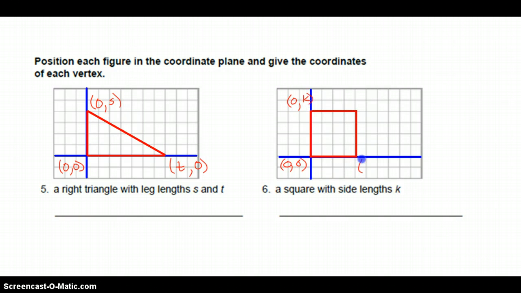Over here, the y value is 0, because we're on the x-axis, and our x-coordinate is k. So the coordinates at this point, out here in the first quadrant, we have k for our x-coordinate and k for our y-coordinate.